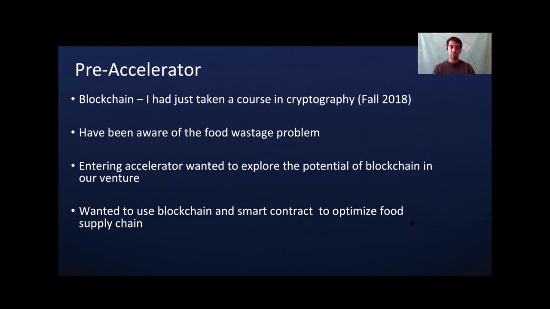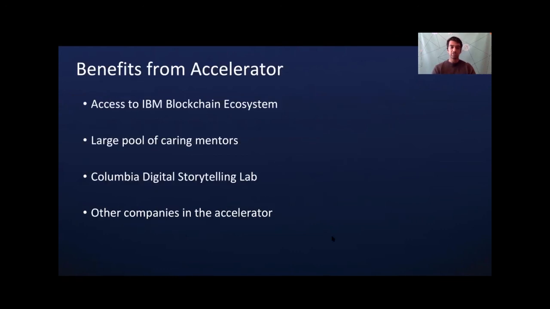We hoped to gain valuable mentors in the blockchain space, as neither of us had much extensive experience in this area. And finally, we were excited about the opportunity to build and grow a business plan. Some key points from the accelerator that we will go into detail are the access and mentorship from IBM, meeting with the blockchain expert attorney, and access to the Columbia Digital Storytelling Lab.